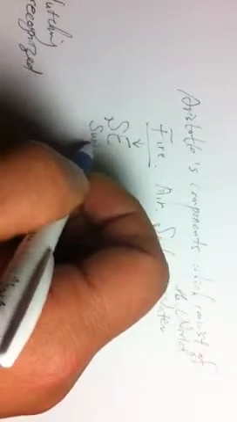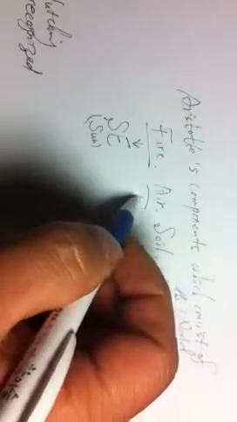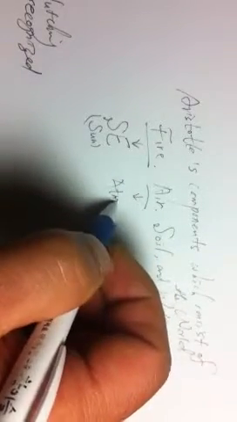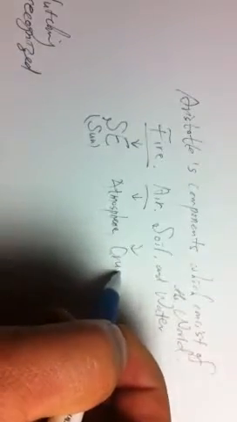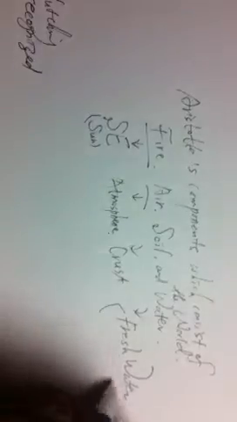This is fire, air, soil, and water. Here, fire is the solar energy, the sun itself, and air is atmosphere, and soil is crust, and water is fresh water and salt water.